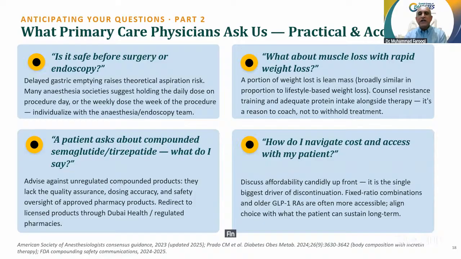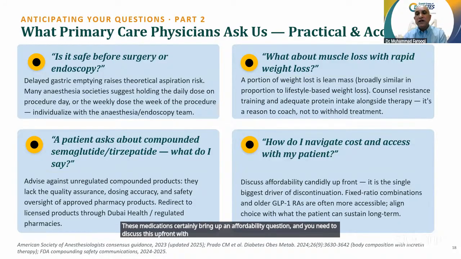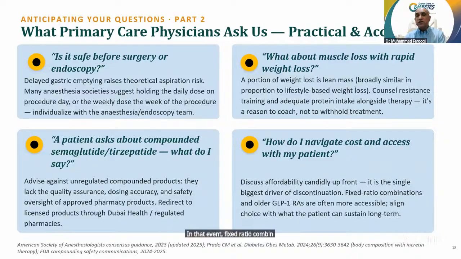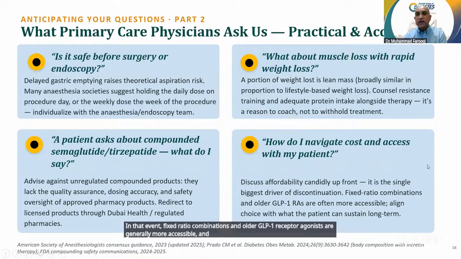Finally, how do I navigate costs and access with my patient? These medications certainly bring up an affordability question, and you need to discuss this upfront with your patients, because this is the main reason why people discontinue. In that event, fixed ratio combinations and older GLP-1 receptor agonists are generally more accessible, and the patient can use it for the long term.